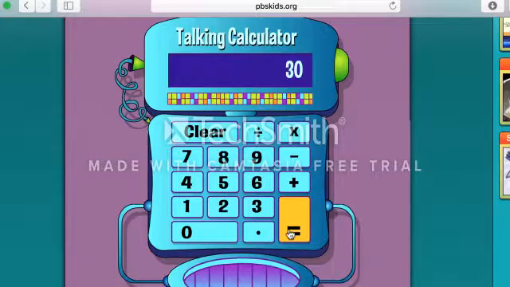So remember, there were 10 rows of chairs, and there are 6 chairs in each row. So remember, we wanted to do our 10 times 6. So let's clear. Clear. And let's take our 10. 10. And let's times it by 6. Multiplied by 6. And let's press equal, so we get our answer. Equals 60. So there's a 60 that we were working with.